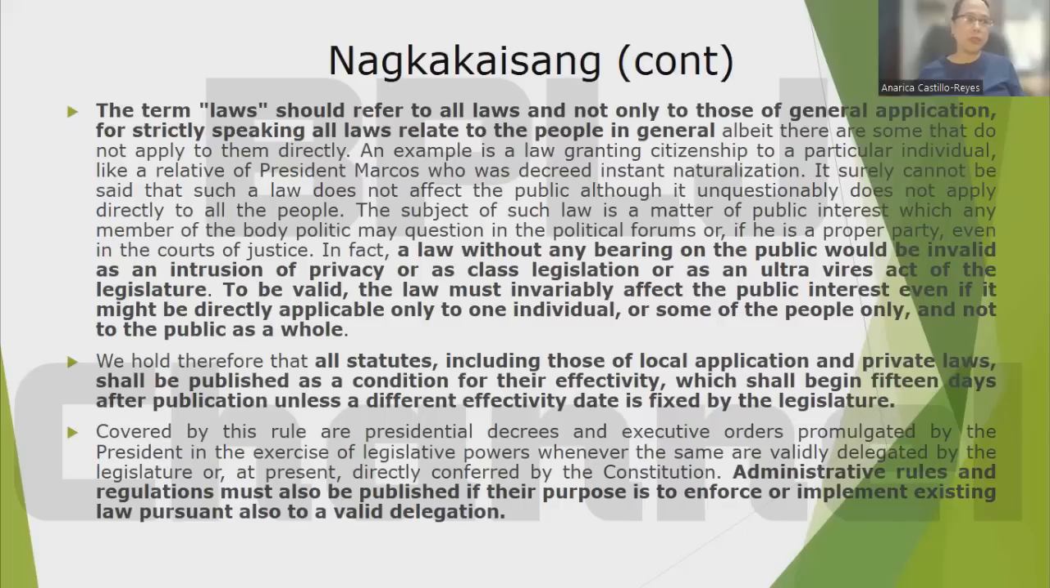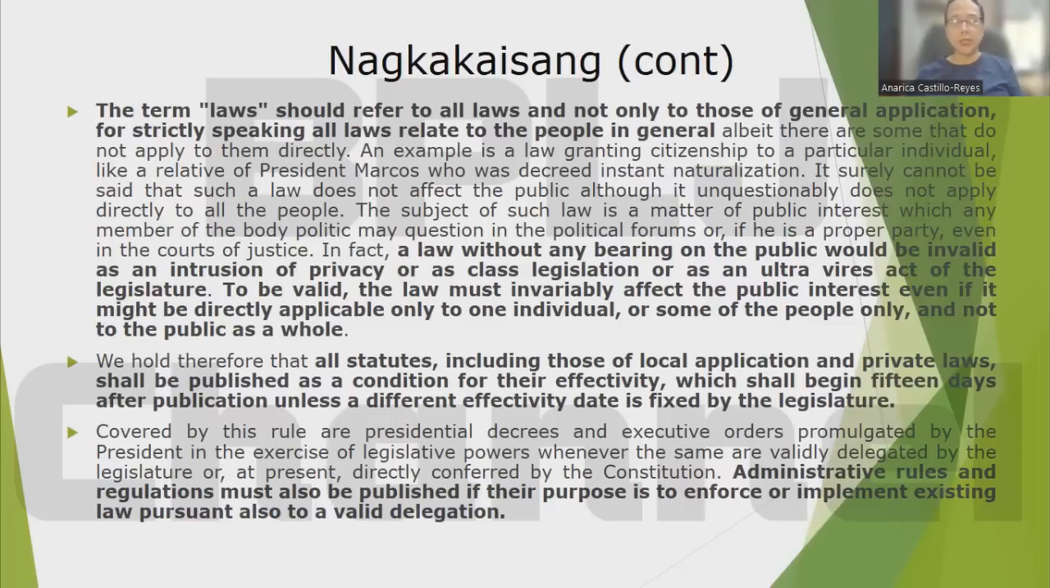So the Supreme Court further clarified the scope of the laws that need publication. It should refer to all laws. In fact, a law without any bearing on the public would be invalid as an intrusion of privacy or as class legislation or as an ultra vires act of Congress. To be valid, the law must invariably affect the public interest even if it might be directly applicable only to one individual or some of the people only and not to the public as a whole. Again, all statutes, including those of local application and private laws, shall be published as a condition for their effectivity, which shall begin 15 days after publication unless a different effectivity date is fixed by Congress.